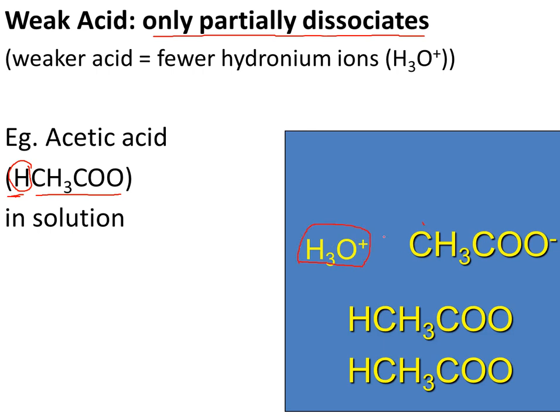So some of them have lost those hydrogens. However, a bunch of them don't do that. That's what makes them a weak acid. They stay together more often than they dissociate. Not all of them donate their hydrogens. Some of them still do, they're still acids, but not to the extent that strong acids do.